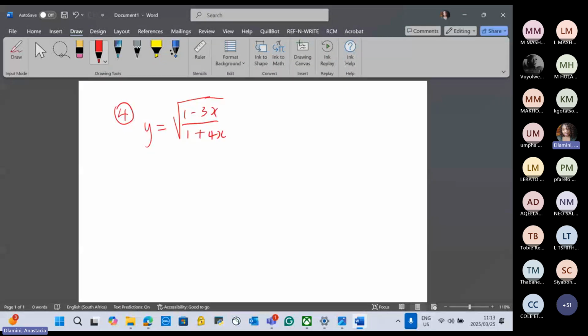Now, in the exam, I'm not going to say differentiate the following with respect to x using logarithmic differentiation or using the chain rule. You need to know which method you have to use.